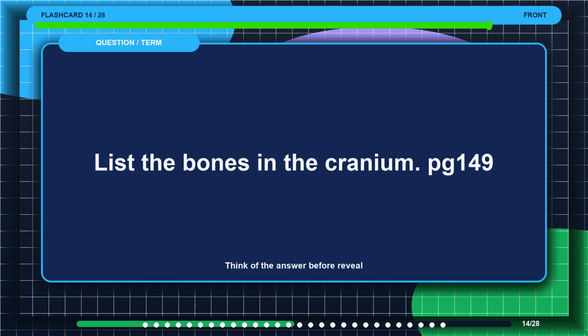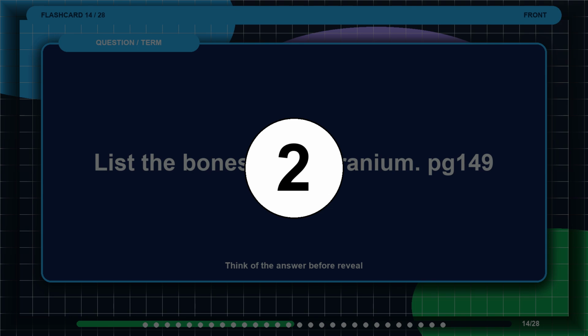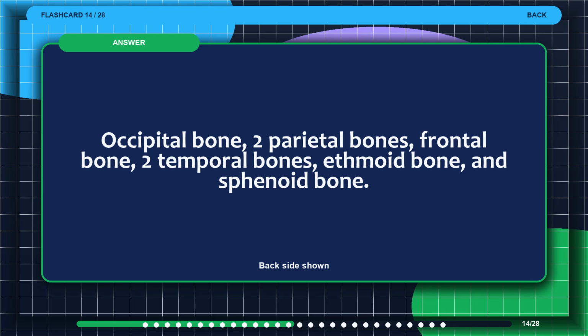Flashcard 14. List the bones in the cranium. PG 149. Pause and think of the answer before the reveal. The answer is: occipital bone, 2 parietal bones, frontal bone, 2 temporal bones, ethmoid bone, and sphenoid bone.